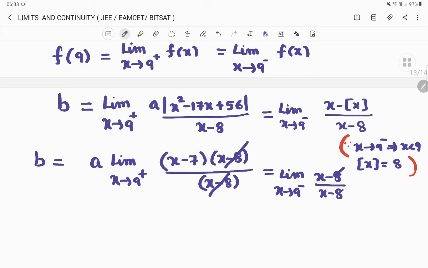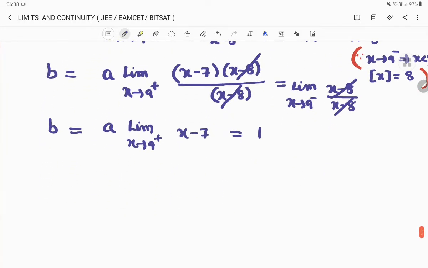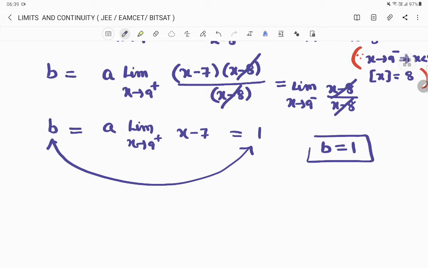So here also x minus 8 get cancelled. So b is equal to a into limit x tends to 9 plus of (x minus 7), which is equal to the limit of a constant, as x tends to 9 minus, which is 1. So the limit of a constant is the constant 1. By equating these two, you will get the b value directly. So b is equal to 1. We got the value of b.